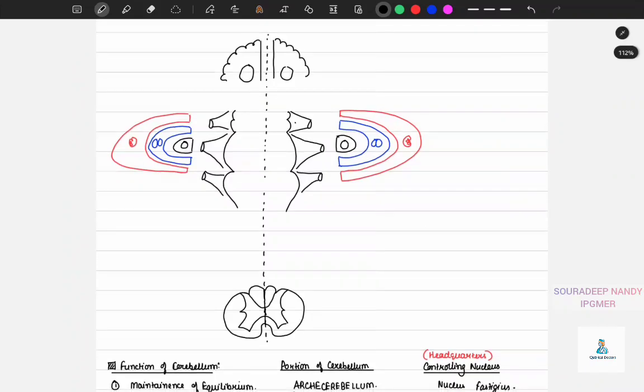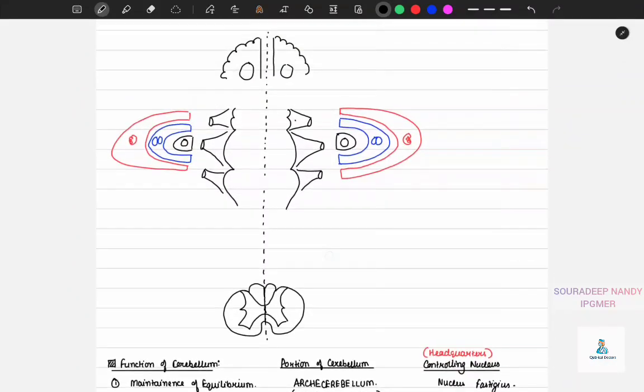Now we will describe how the various functions are mediated via external connections of the cerebellum. The first function was the maintenance of equilibrium. This is via the semicircular canals and the vestibule of the inner ear, which contains the receptor for equilibrium. The information is carried to the vestibular nucleus in the medulla by the 8th cranial nerve, the vestibulocochlear nerve. From there, the information is taken by the inferior cerebellar peduncle to the nucleus fastigius, where it is processed.